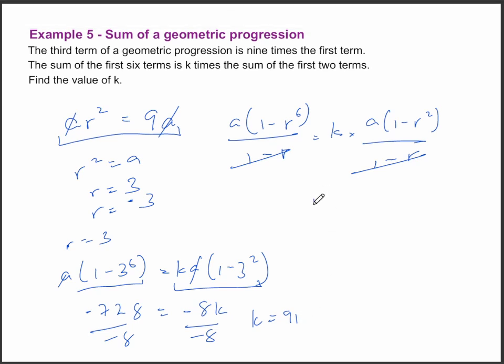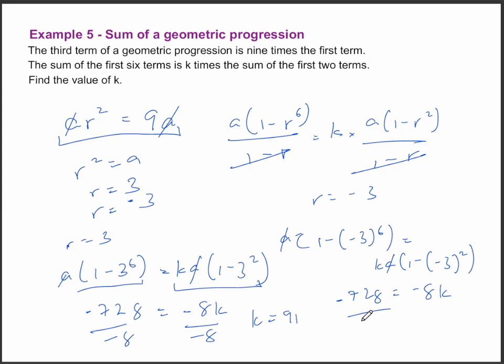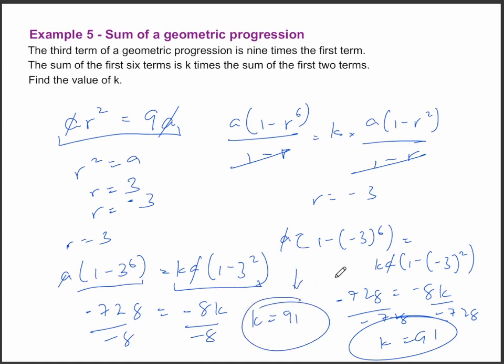Then we can use the case of r equals negative 3, where a times 1 minus negative 3 power 6 is equal to ka times 1 minus negative 3 power 2. This is going to give us the exact same thing. We can cancel out the a's. We will get negative 728 equals negative 8k, so k equals 91. So both cases of r give us that k equals 91.